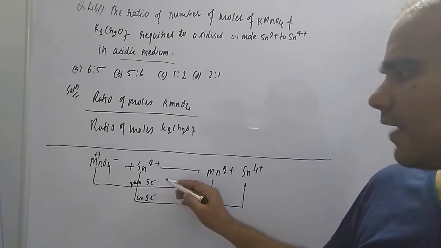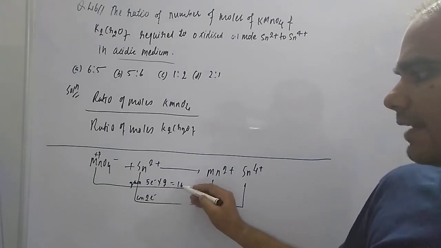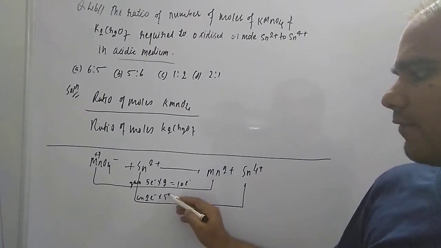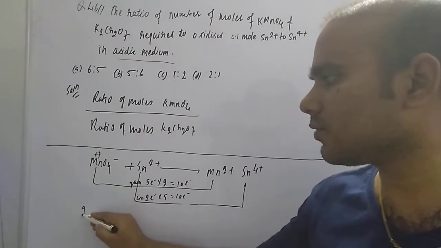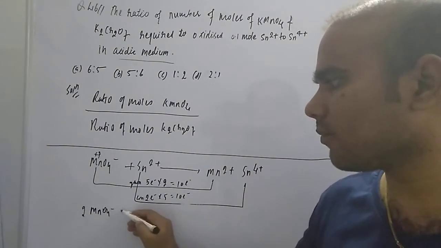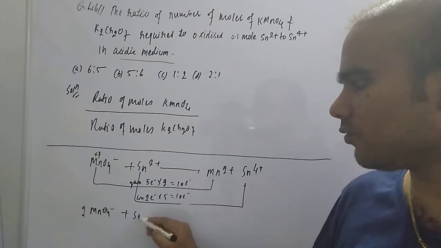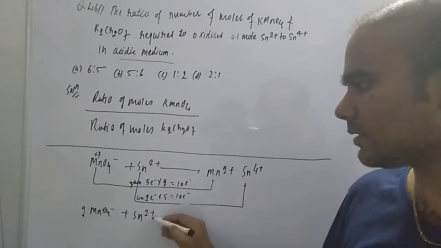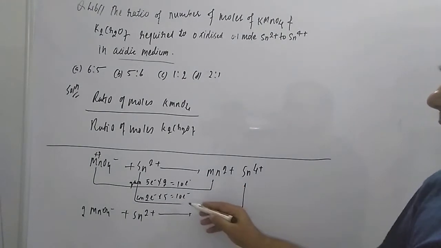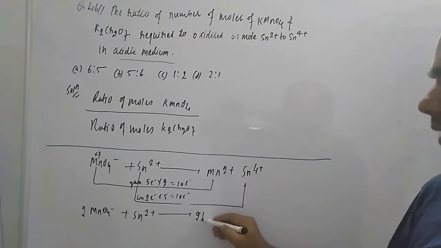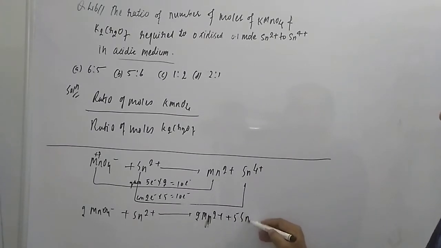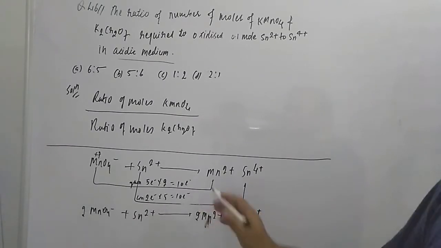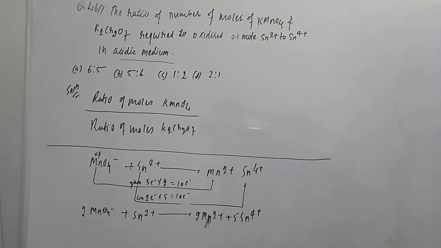So we need to balance it out. Multiply by 2, so you will get 10 electrons; multiply by 5, so you will get 10 electrons. Now multiply this: 2 MnO4 minus plus 5 Sn2+ giving rise to 2 Mn2+ plus 5 Sn4+. The other things, oxygen and hydrogen, you can easily balance in acidic medium.